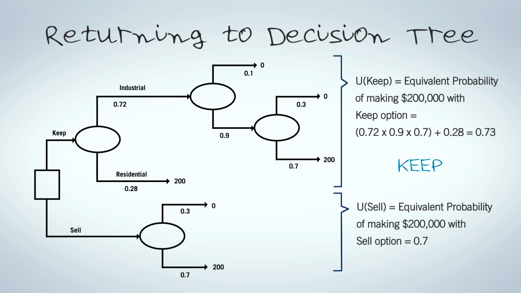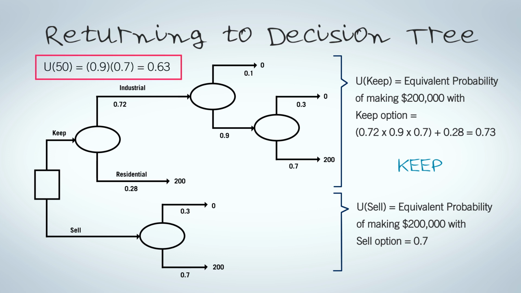Now, the utility of $50,000 is equivalent to a 90% chance of winning 90. But once you get the 90, you're going to trade that in for a 70% chance of winning 200. So therefore, he's indifferent between keeping 50 and a 63% chance of making $200,000. So that answers our question of the utility of 50.